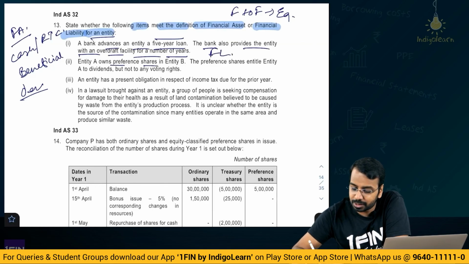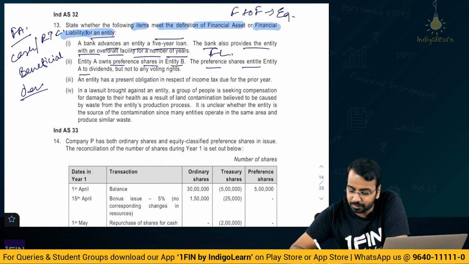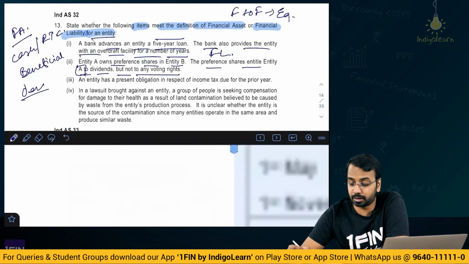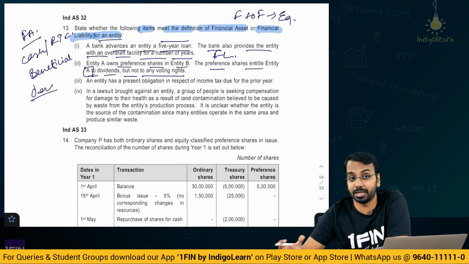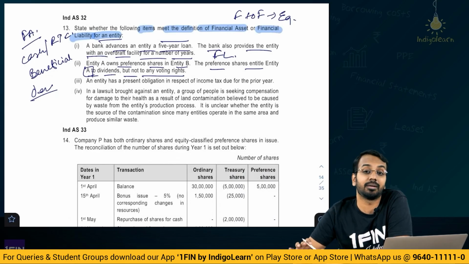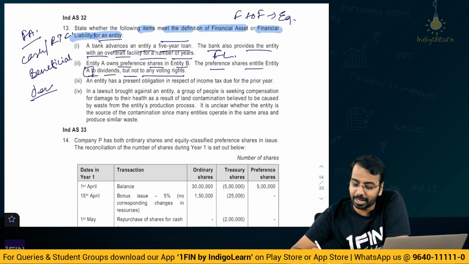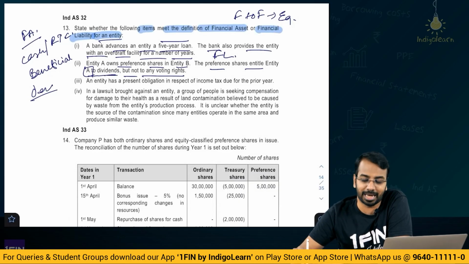Entity A owns preference shares in entity B. The preference shares entitle entity A to dividends but not to any voting rights. So, there is dividend, there are no voting rights, okay. They have not mentioned whether it is redeemable or irredeemable, that is one thing. In the Indian context, the preference shares are redeemable and hence it can be a financial liability, and the dividend part is also a financial liability, right.